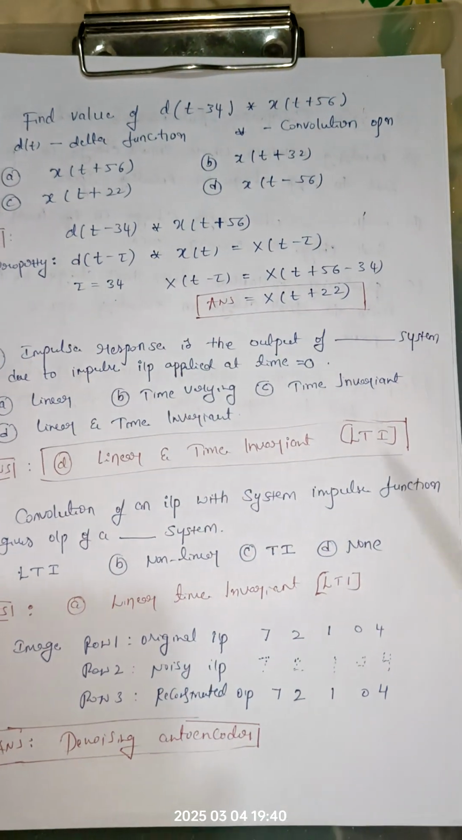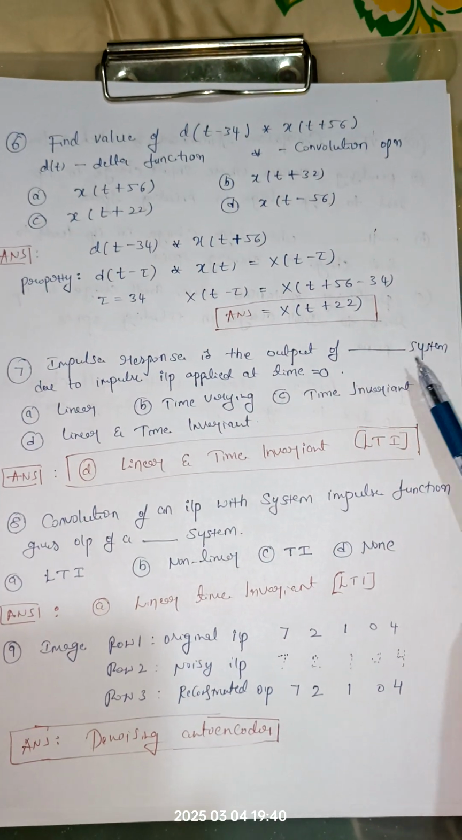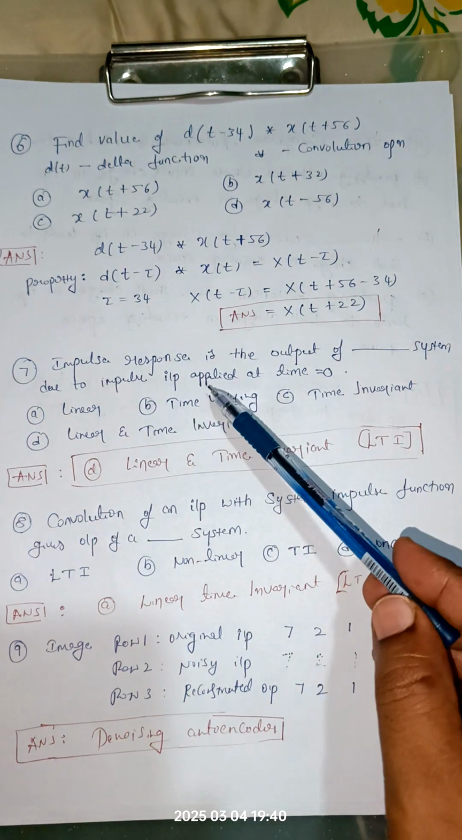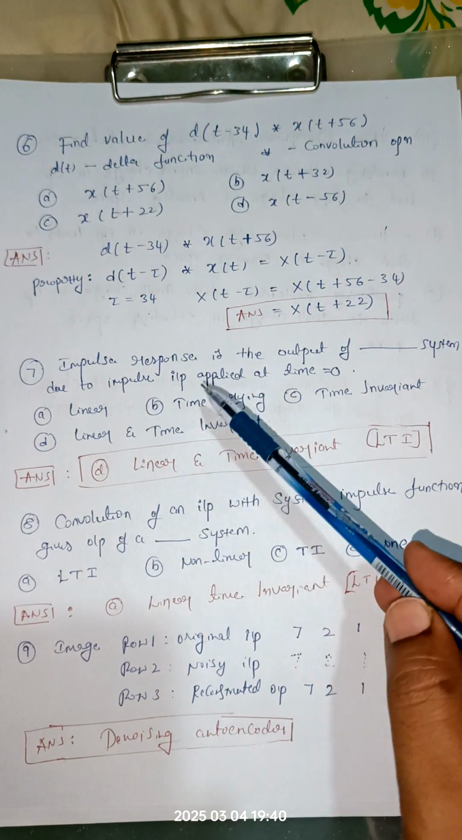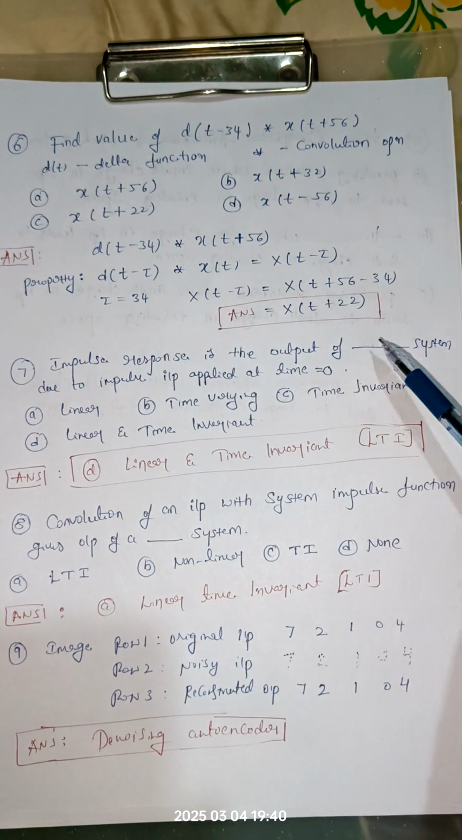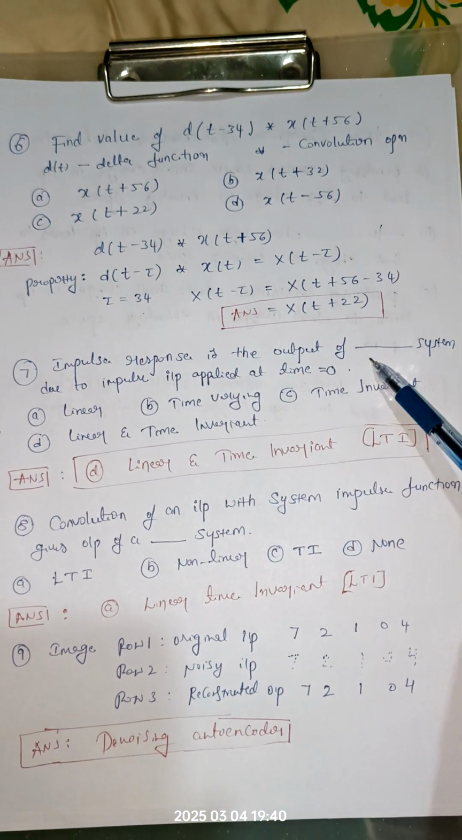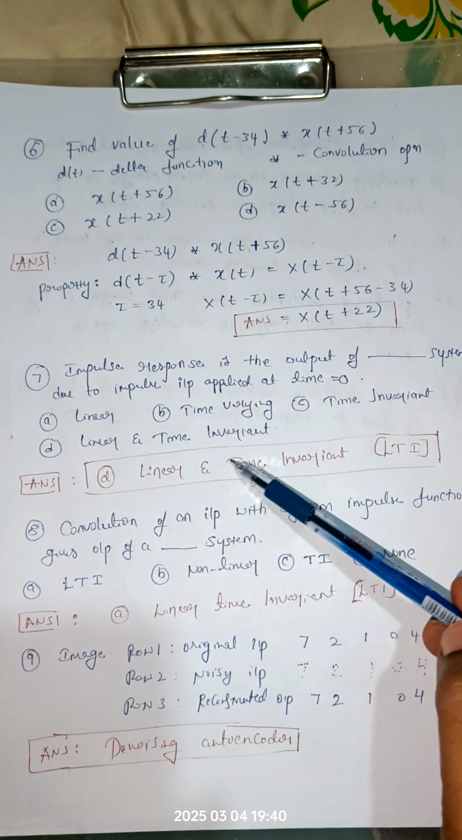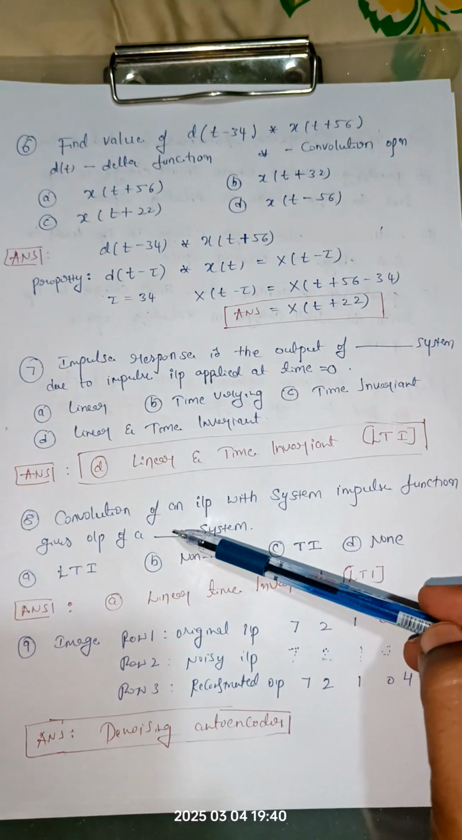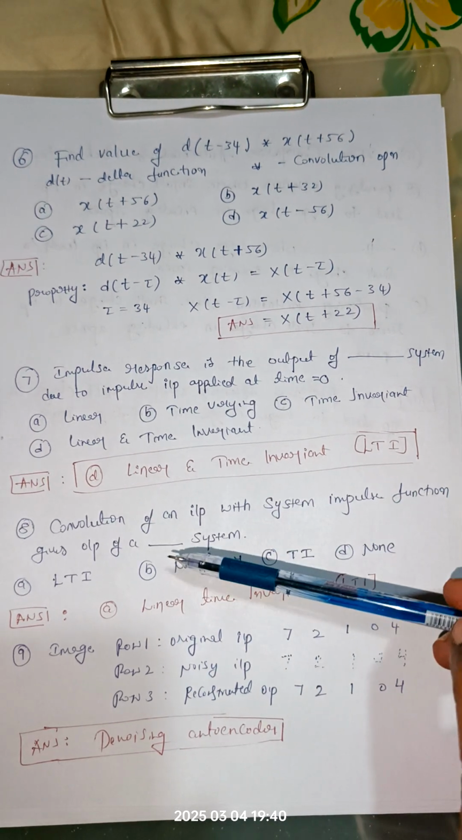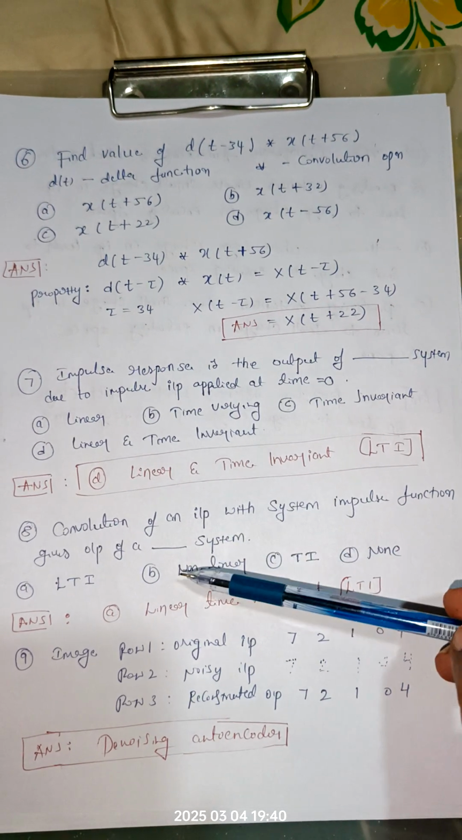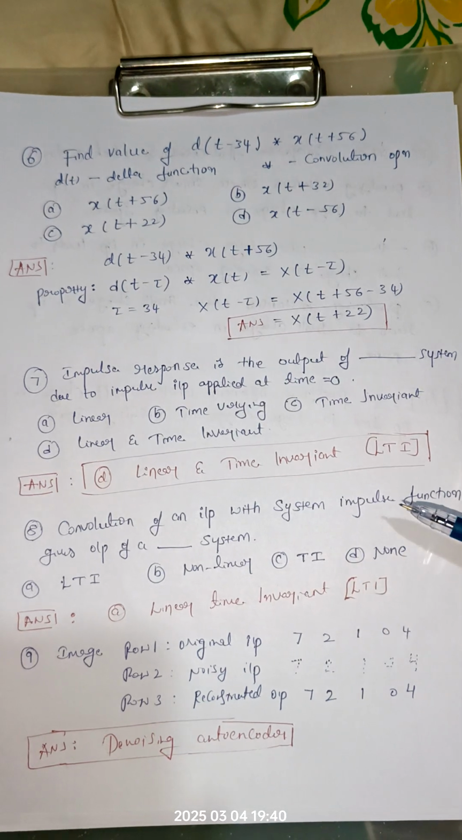Seventh one, impulse response is the output of dash system due to impulse input applied at time equal to 0. So here this is the output of a linear and time invariant system. Hence the answer is D. Next, convolution of an input with the system impulse function gives output of dash system. The answer is the same, linear time invariant system.